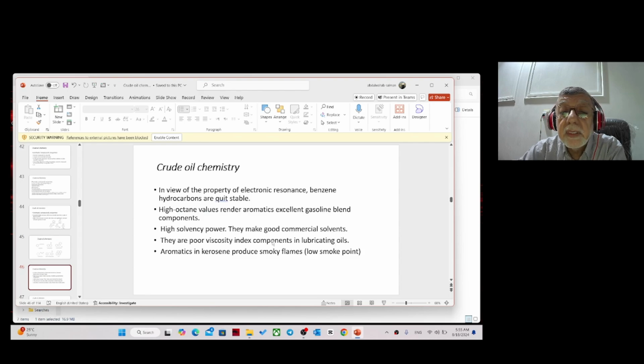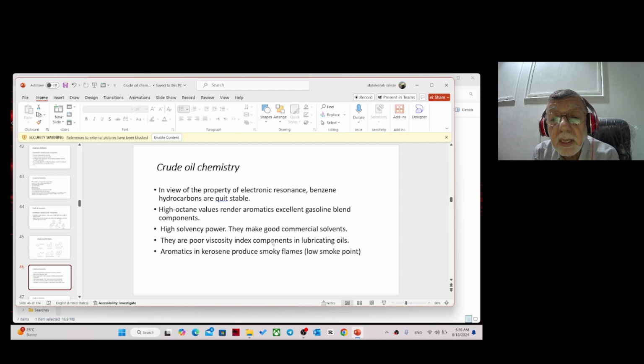And if you have the properties of electronic resonance, the hydrocarbon is quite stable. Benzene is quite stable. Why? Because of its resonance. What do we mean by resonance? Resonance is the transition of a double bond from one location to another. High octane value makes aromatics an excellent gasoline blend component. All aromatics have a high octane number, so they are good to use with gasoline as fuel.